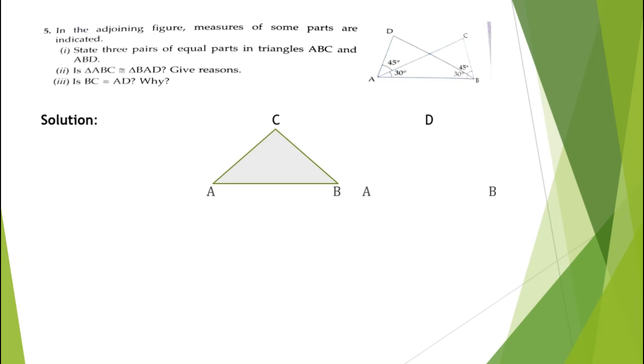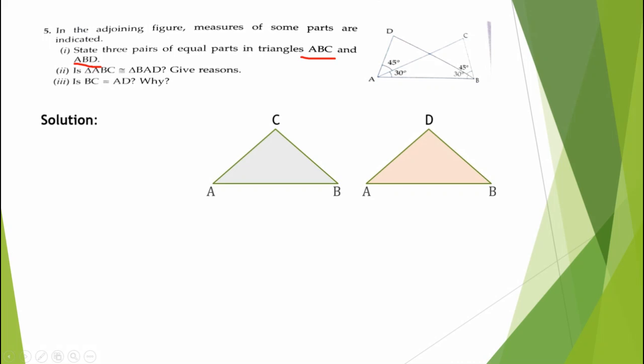The two triangles which are named here are triangle ABC and triangle ABD. So let us form the two triangles separately. So triangle ABC and triangle ABD. So we have constructed the two triangles separately, and let us write the information given in the question in these two triangles.